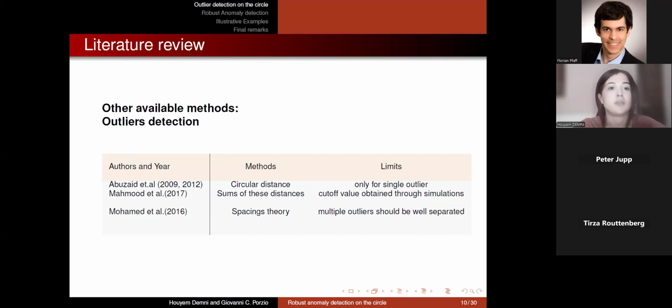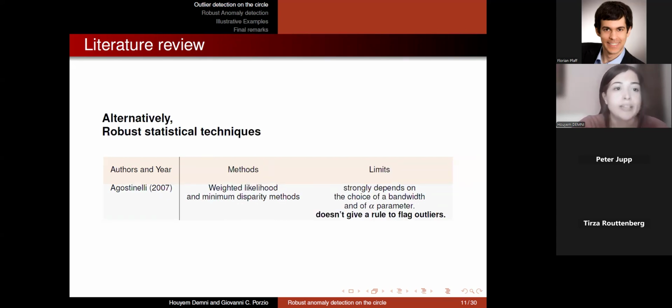Other outlier detection methods are available within the literature, but each of them has some limits. For instance, Abuzaid et al. proposed the circular distances, but those circular distances are suitable to detect only single outliers. An alternative way to deal with the problem of outlier detection is to use robust statistical techniques. Within this context, Agostinelli introduced the weighted likelihood and minimum dispersion methods, but these also have limits: their methods depend on the choice of a bandwidth and of an alpha parameter, and they did not give a rule to flag outliers.